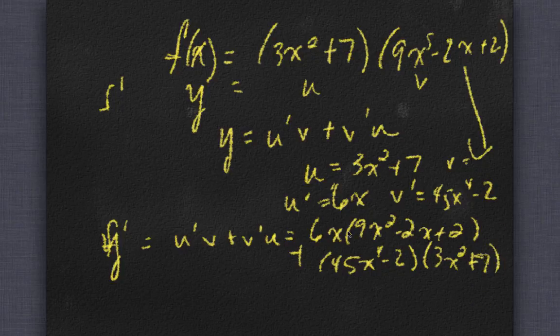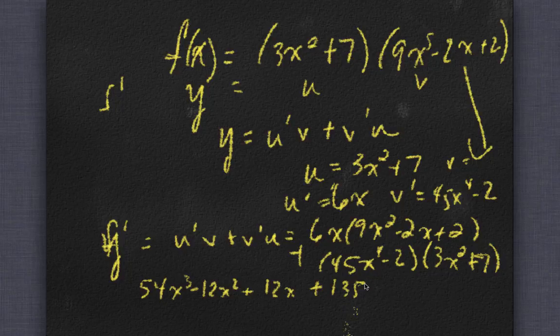And then you distribute that one, so 54x cubed minus 12x squared plus 12x plus, and now you have to FOIL this one, 135x to the sixth minus 6x squared plus 7 times 45, 315 maybe? x to the fourth minus 14.